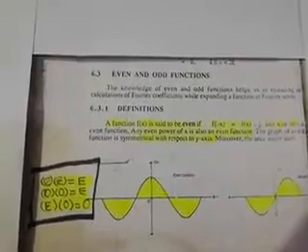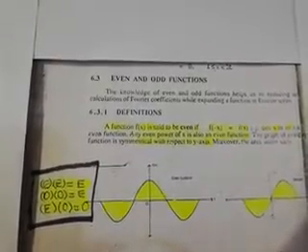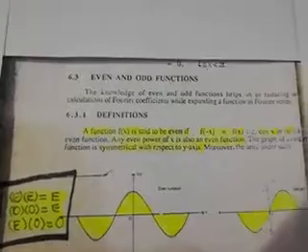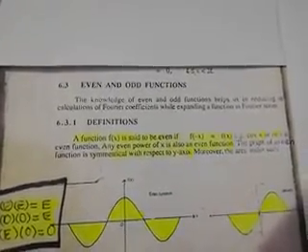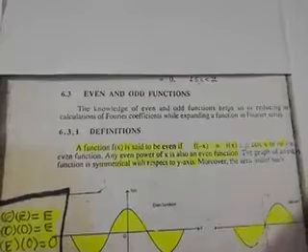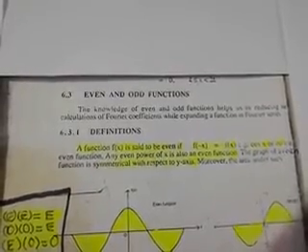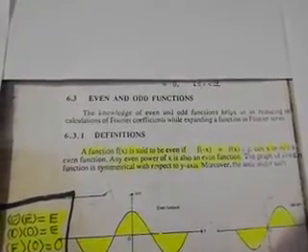Now the topic is actually even and odd functions. How are we going to define the even function and odd function? A function f of x is said to be even if f of minus x is equal to f of x. Okay, so when we replace the argument x by minus x and it gives you the same function, such a function will be called an even function.